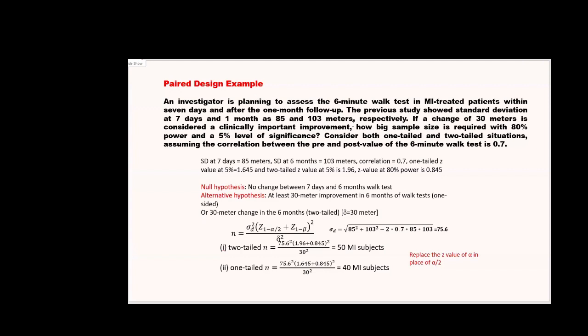So we will discuss in the next webinar how to calculate the sample size for this randomized repeated measure ANOVA. Now we come to how to compare the sample size for the proportion in the two groups.